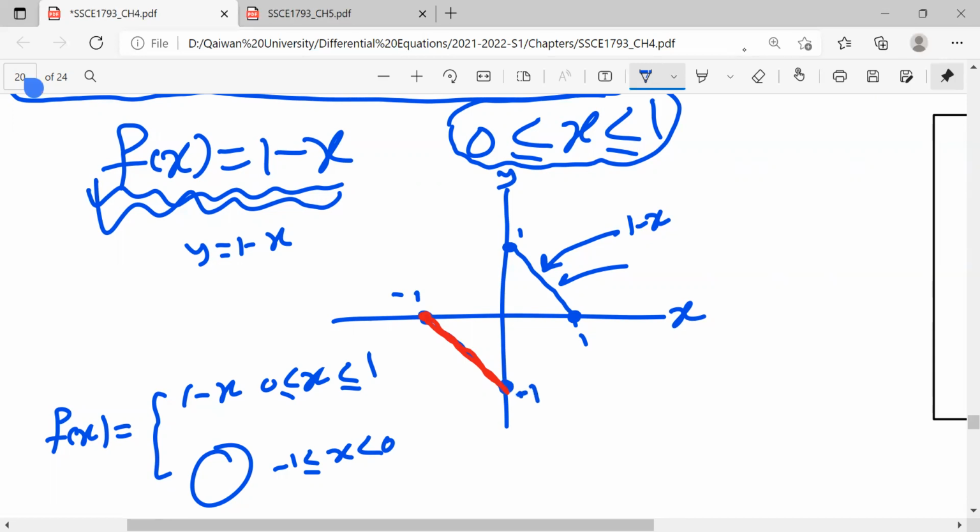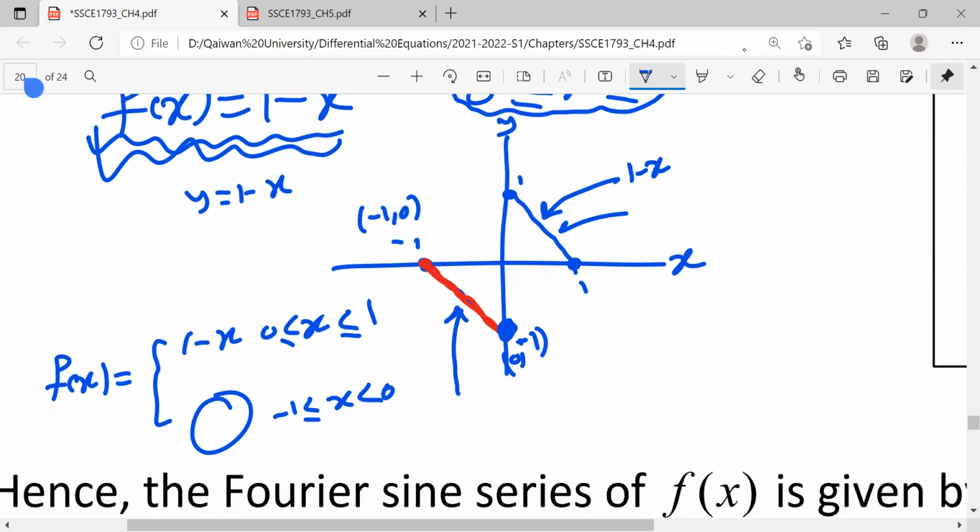Here we find the equation for this line. We say if x is 0, y is -1. This is the point (0, -1). And if x is -1, y is 0. Here we say y equals -x minus 1 is the function for this graph.